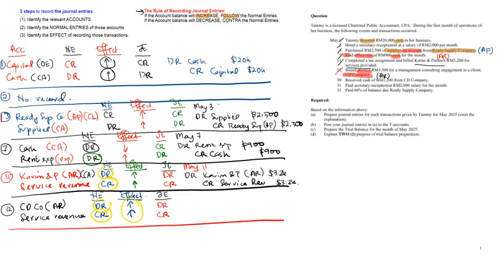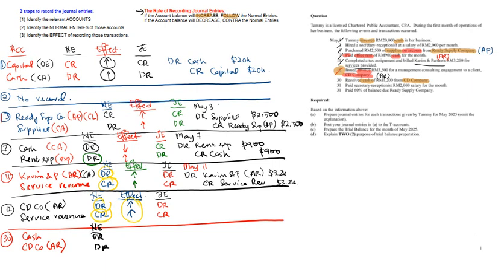On 30th, received cash from CD company. Remember CD company? It refers to the 12th transaction. The date is 30th. The two accounts will be cash and CD company, which is an account receivable. Normal entry for assets. Both are assets, so it's both debit.